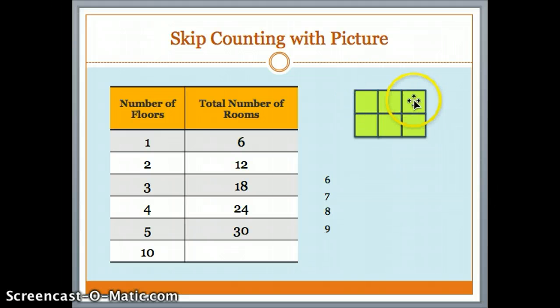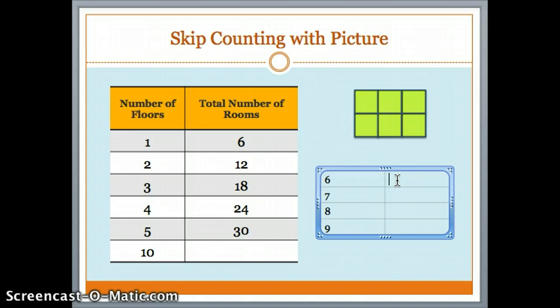31, 32, 33, 34, 35, 36. 37, 38, 39, 40, 41, 42. 43, 44, 45, 46, 47, 48. 49, 50, 51, 52, 53, 54. And I'm going to finish for my 10th floor, 55, 56, 57, 58, 59, 60.